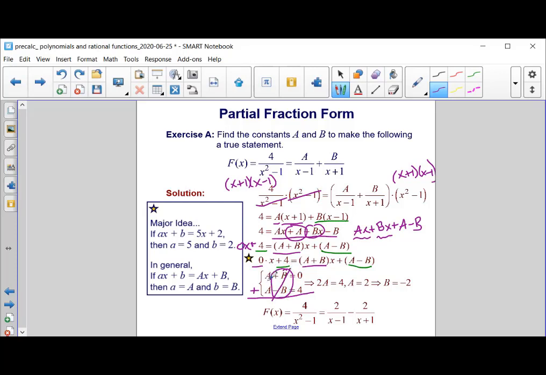So when I do that and I add straight down, I will have a plus a, or 2a. And then if I add straight down here, 0 plus 4 gives me 4. So I have 2a is equal to 4. If I divide both sides by 2, I get that a is equal to 2.